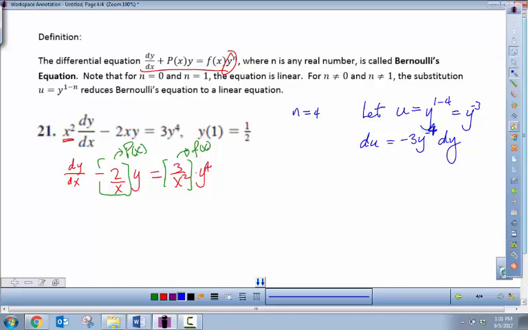So actually, we can think about this as du/dx and dy/dx as well. So we can replace our dy/dx with something with a du/dx. You know what I mean? So this is going to be a negative y to the 4th over 3. Is that right?